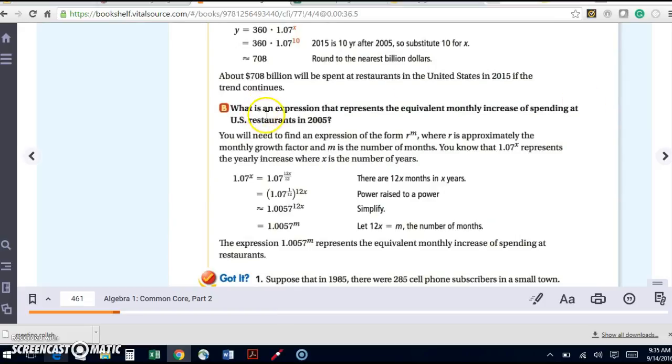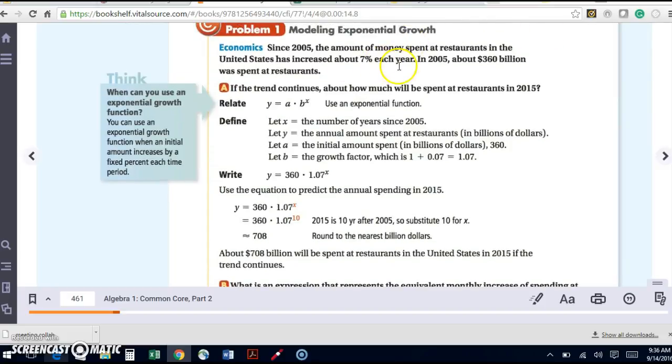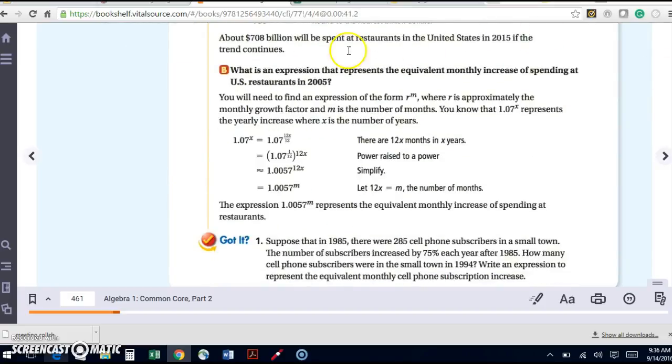And it says, what is an expression that represents the equivalent monthly increase of spending in restaurants? So now we're talking about monthly. At first, if you remember, it tells us each year, and now we want to do monthly. So it says you will need to find an expression of the form r to the m, where r is approximately the monthly growth factor and m is the number of months. You know that 1.07 represents the yearly increase, where x is the number of years.